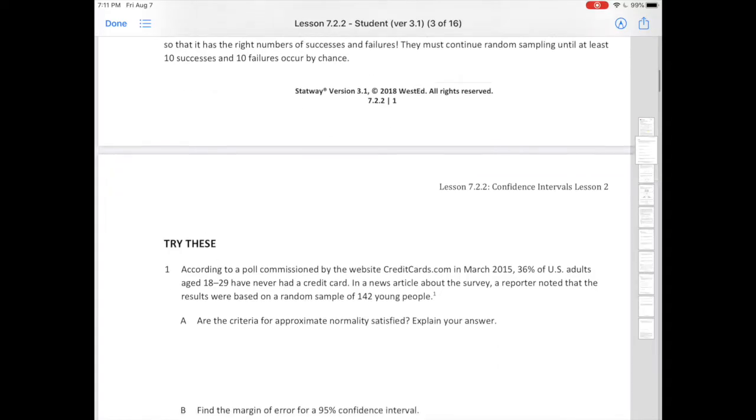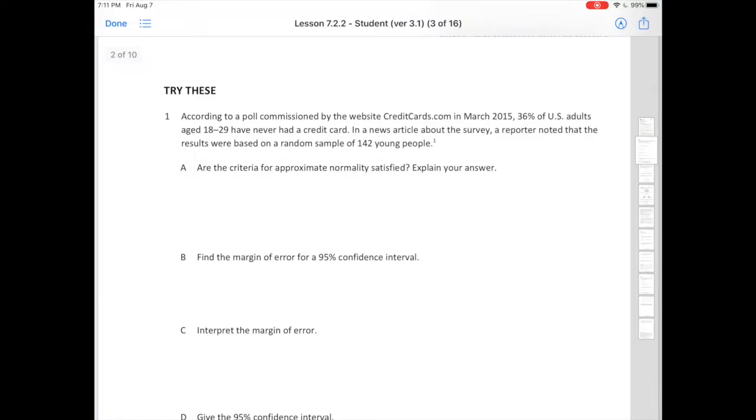So let's go ahead and go to the next part here. So try these. This is going to be a problem that we can work out. According to a poll commissioned by the website creditcards.com in March 2015, 36% of U.S. adults aged 18 to 29 have never had a credit card. In a news article about the survey, a reporter noted that the results were based on a random sample of 142 young people. So first, are the criteria for approximate normality satisfied?